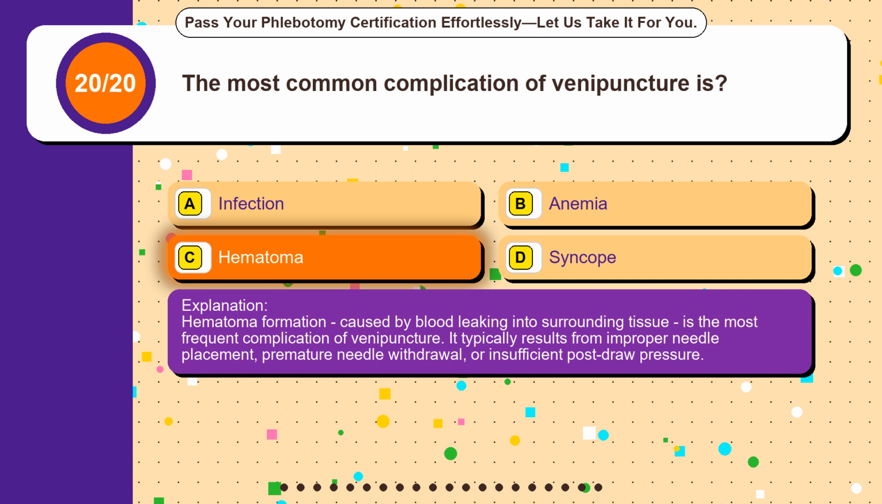Hematoma formation, caused by blood leaking into surrounding tissue, is the most frequent complication of venipuncture. It typically results from improper needle placement, premature needle withdrawal, or insufficient post-draw pressure.